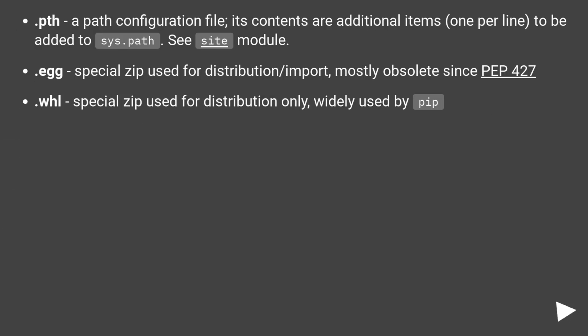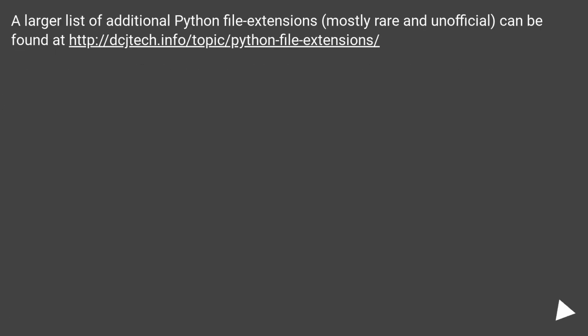.pth, a path configuration file. Its contents are additional items, one per line, to be added to sys.path. See the site module. .egg, special zip used for distribution/import, mostly obsolete since PEP 427. .whl, special zip used for distribution only, widely used by pip. A larger list of additional Python file extensions, mostly rare and unofficial, can be found at this URL.